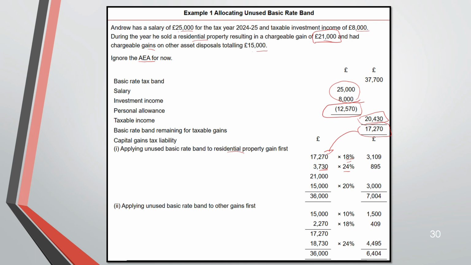Now coming to the other asset. Other asset is 15,000. So nothing is left in the basic, so straight away 20%, the higher rate. And add. What happened?